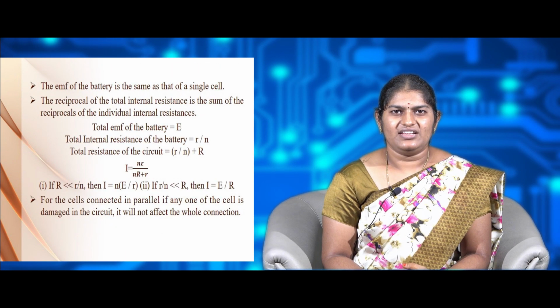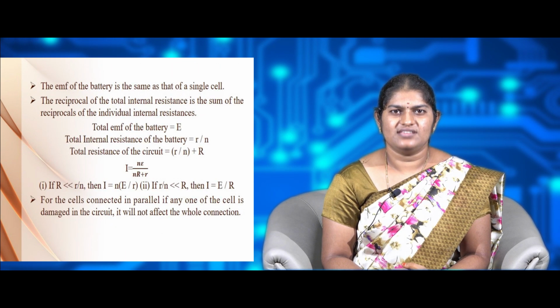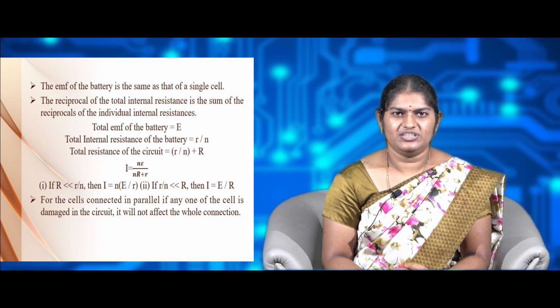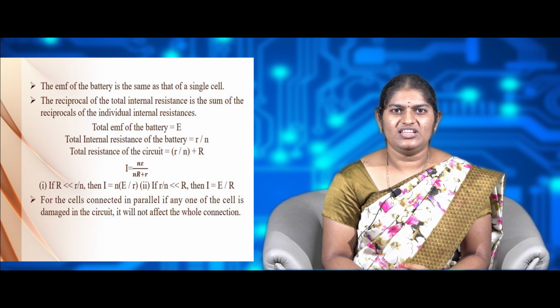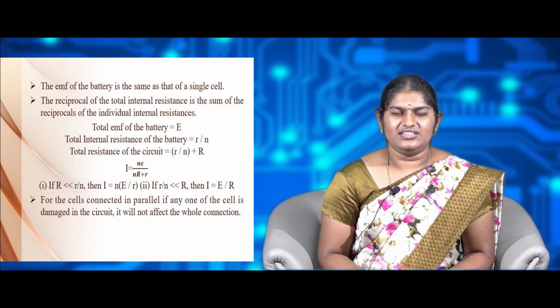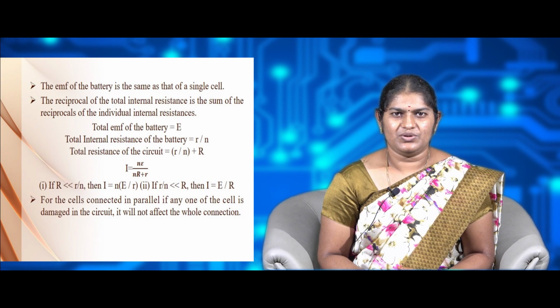The EMF of the battery is the same as that of a single cell. The reciprocal of the total internal resistance is the sum of the reciprocals of the individual internal resistances of the cells. The total EMF of the battery is equal to E. Total internal resistance of the battery is equal to r by n. The total resistance of the circuit is equal to r by n plus R. The current I is equal to total EMF divided by total resistance, so I is equal to nE divided by r plus nR.